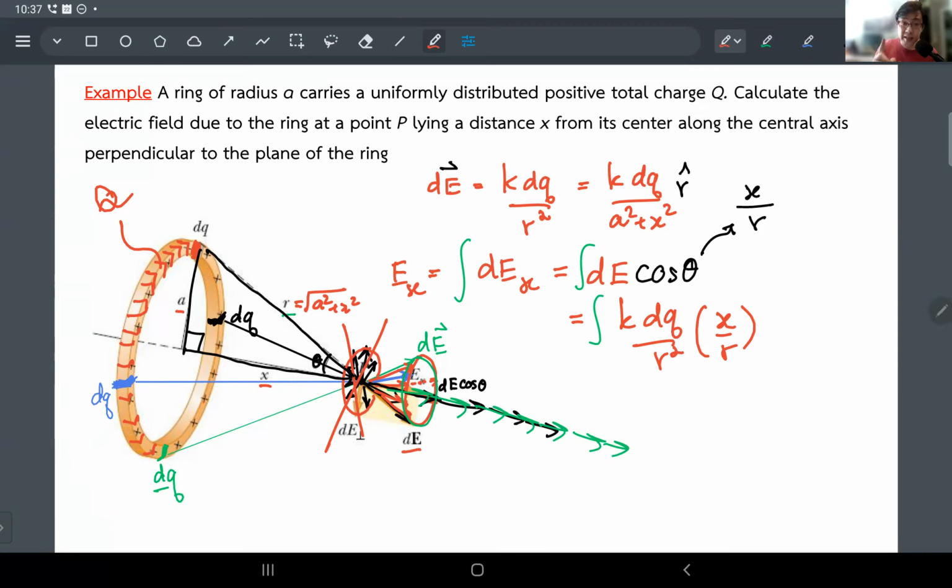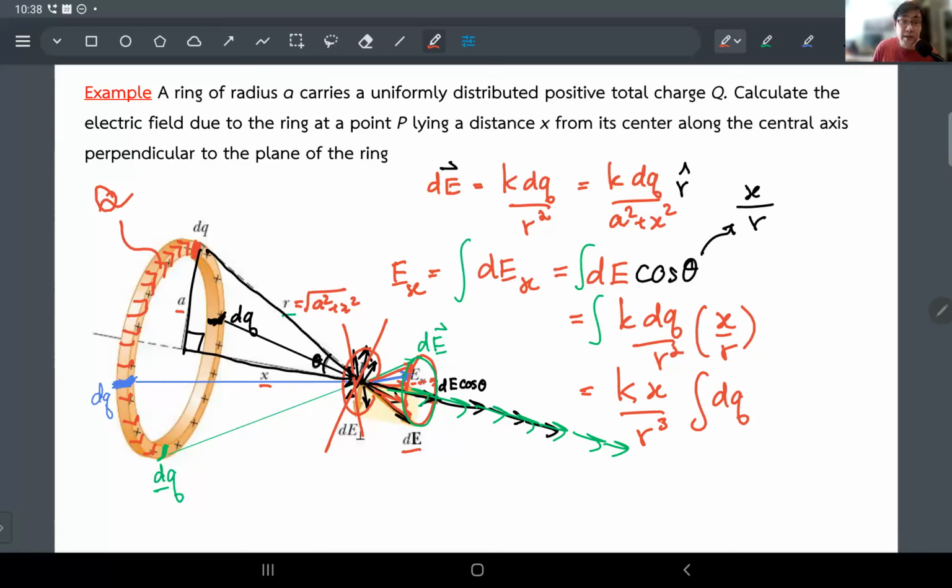Pull out the constants first. What are those constants? Okay, k is out. What else can I pull out from the integral? x, no, x is fixed. x is out. What else? r is fixed. r can be out. There are 3 r's now, so it's r cubed. So what you have left is just the integral of dq.